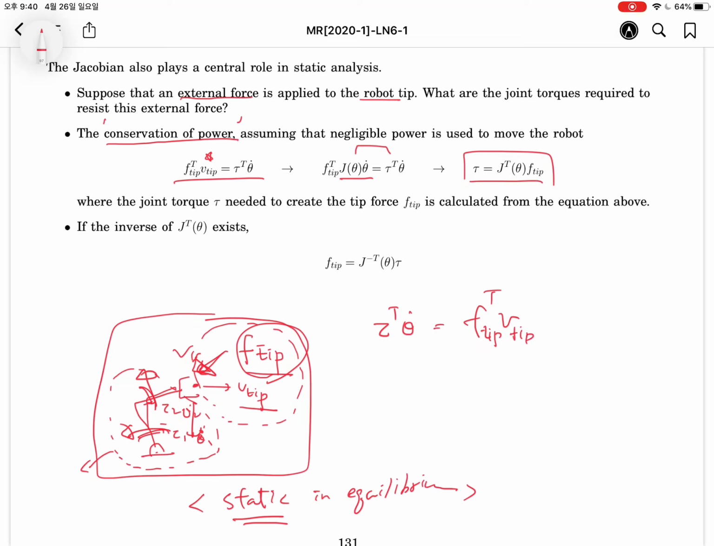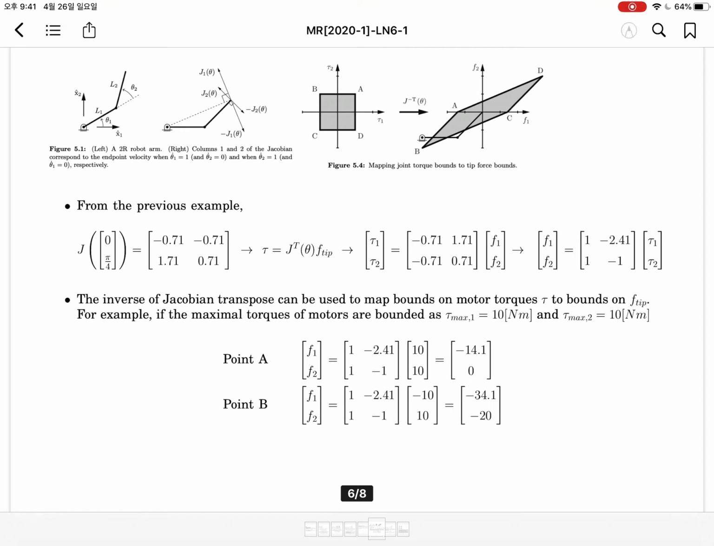Okay, here is the Jacobian transpose. The inverse of the Jacobian transpose exists. At that time, the inverse relationship is obtained. Okay, let's consider again the numerical data. This is the Jacobian. The Jacobian transpose can be used to obtain the static joint torque to maintain this kind of end effector force. Okay, the inverse of the Jacobian transpose exists. At that time, we have this inverse relationship here.